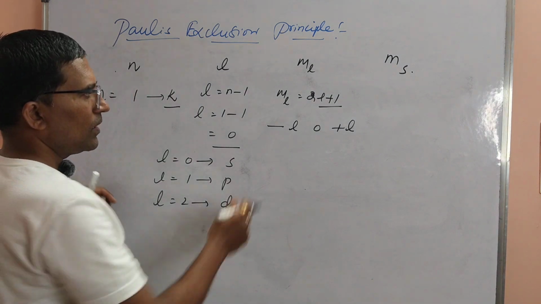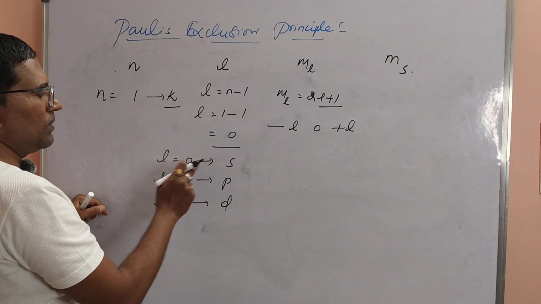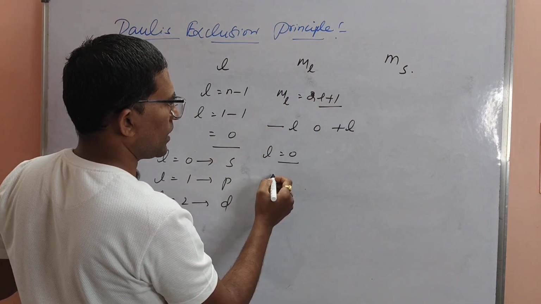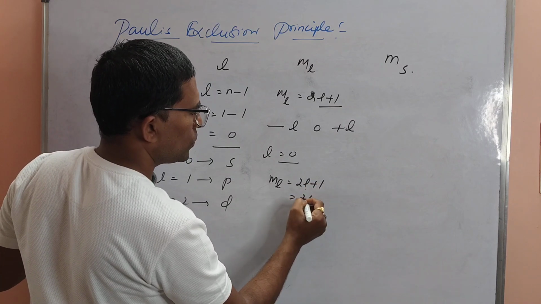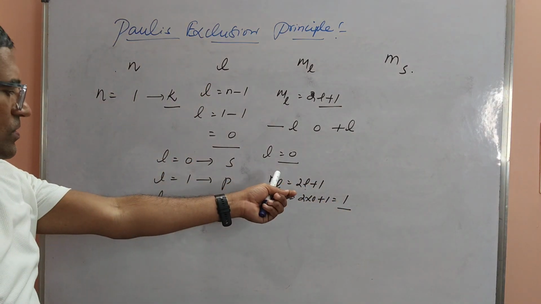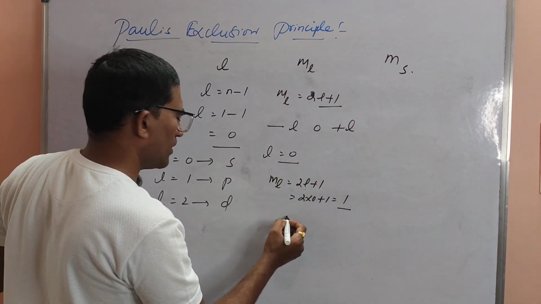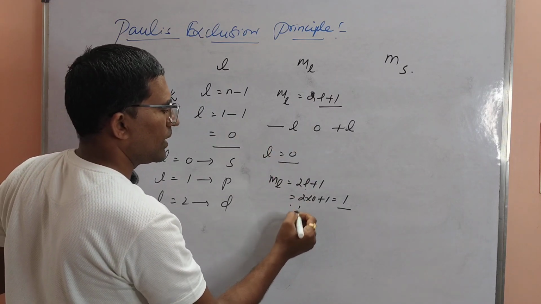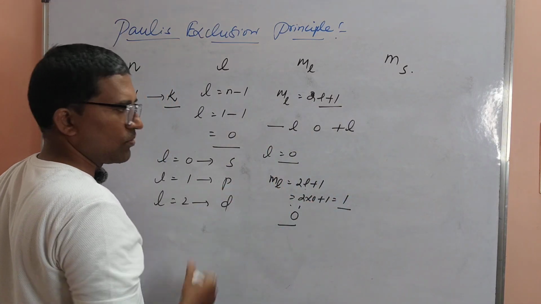For a given L value, for example L is equal to 0, if I substitute in the formula, 2L plus 1 is 2 into 0 plus 1, which is 1. So only one ML value is coming. That is because the L value is 0. Only one value is possible, that is the 0 value, because minus 0, plus 0, anything will be 0 only.